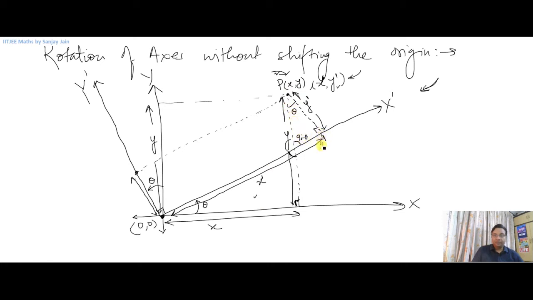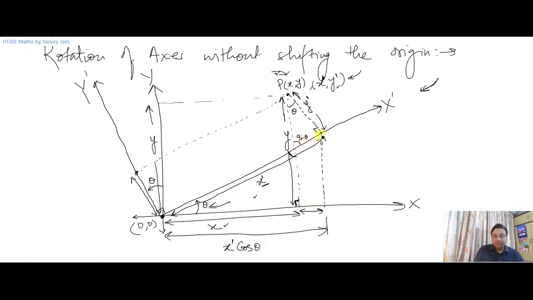Let me drop another perpendicular from this point to the old x-axis, right? Now see, this length I already know. If I talk about this length, this I already know is x dash cos of this angle. So it will be equal to x dash cos theta, right? Now if I know this length, I'll be able to relate this old x coordinate with the new coordinates.